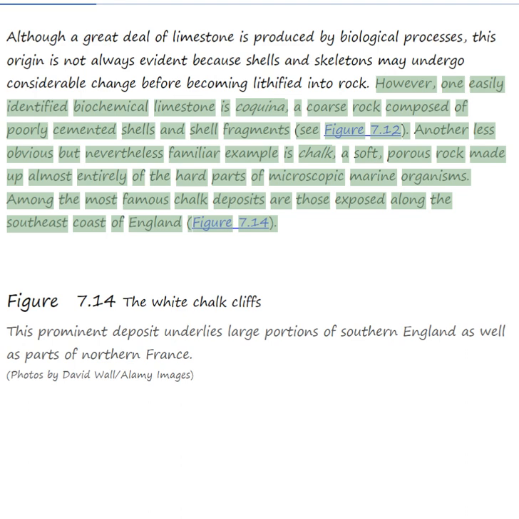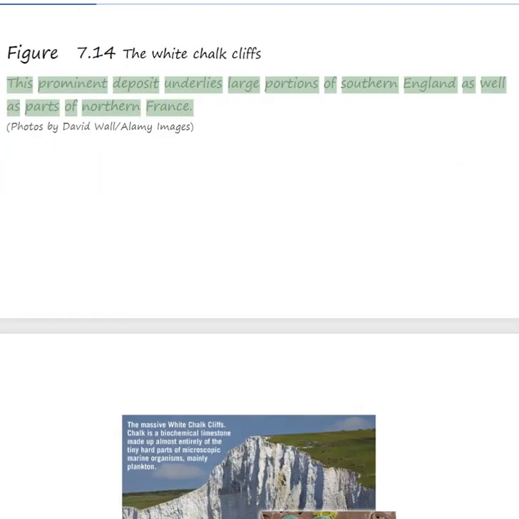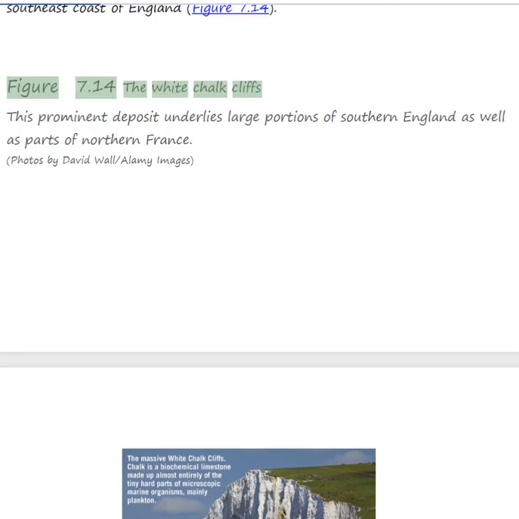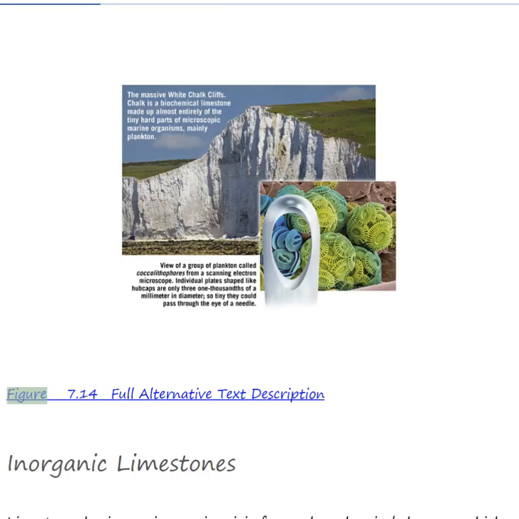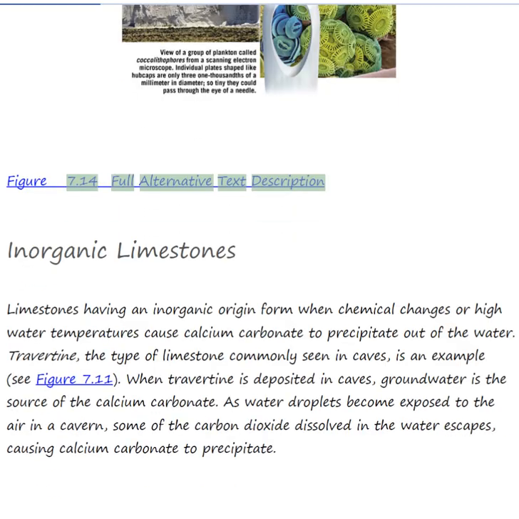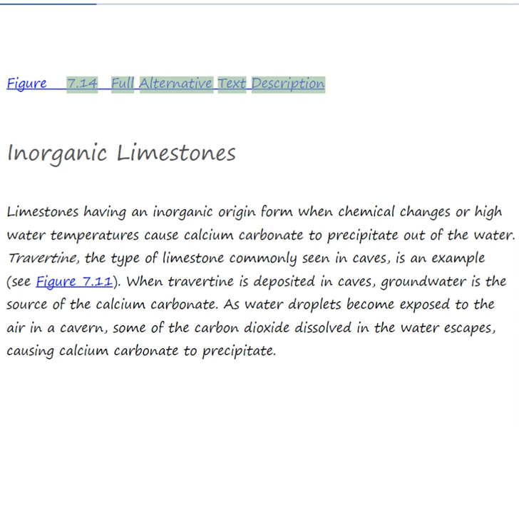Among the most famous chalk deposits are those exposed along the southeast coast of England. This prominent deposit underlies large portions of southern England as well as parts of northern France. Figure 7.14 The White Chalk Cliffs.